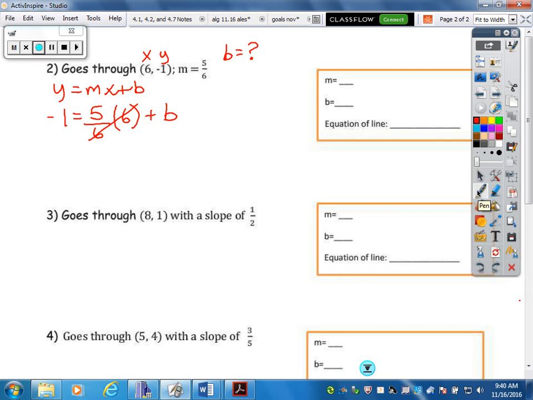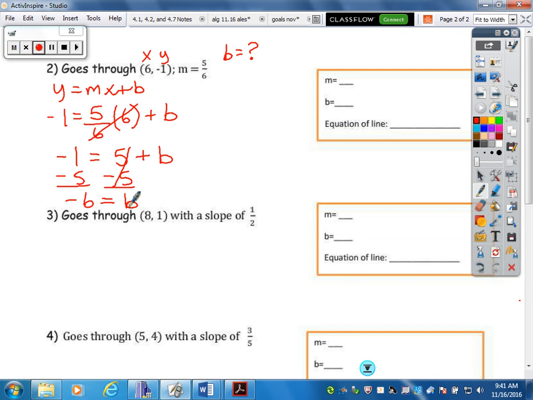So I've now got negative 1 equals 5 plus b. And we're very close. We want b to be by itself. So let's move this 5 by subtracting it from both sides. That will cancel it out here. Negative 1 minus 5 more is negative 6. And that is our b value.